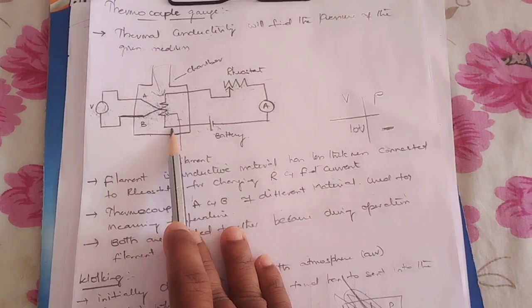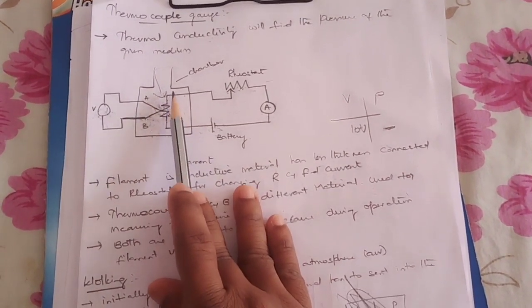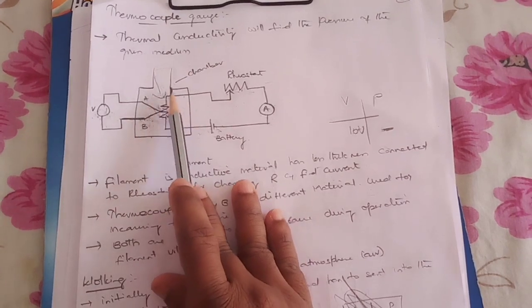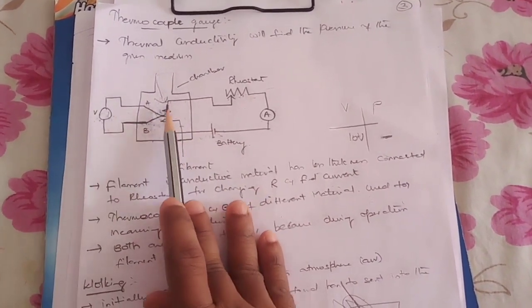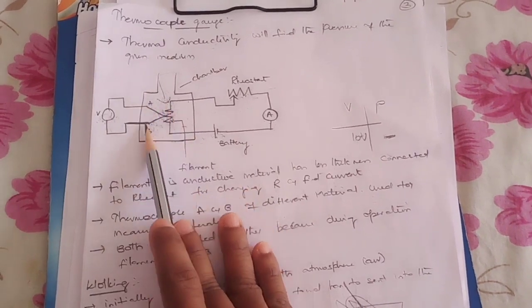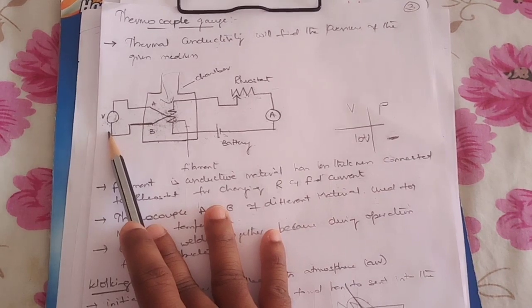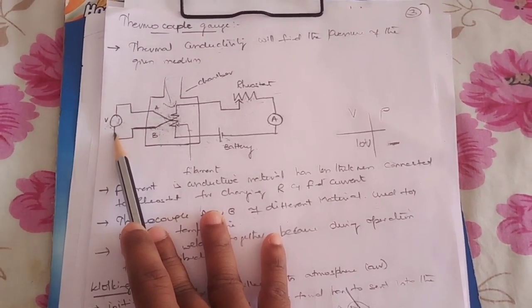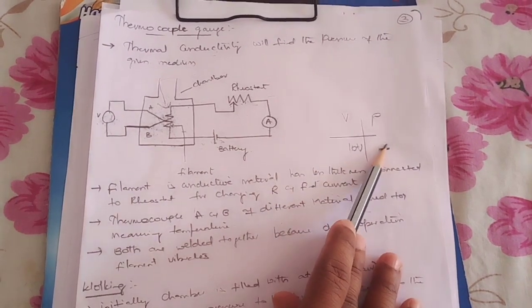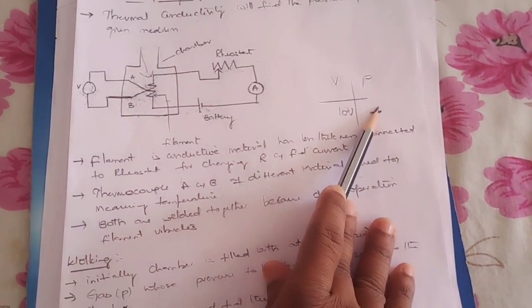So next, what shall we do? The chamber should be filled with the gas whose unknown pressure is to be known. The same supply has to be given. This creates some temperature difference. Due to this temperature difference, that will be shown in terms of voltage. For the voltage reading we get, the corresponding pressure reading will be shown in the calibrated chart or calibrated scale that the industries use.